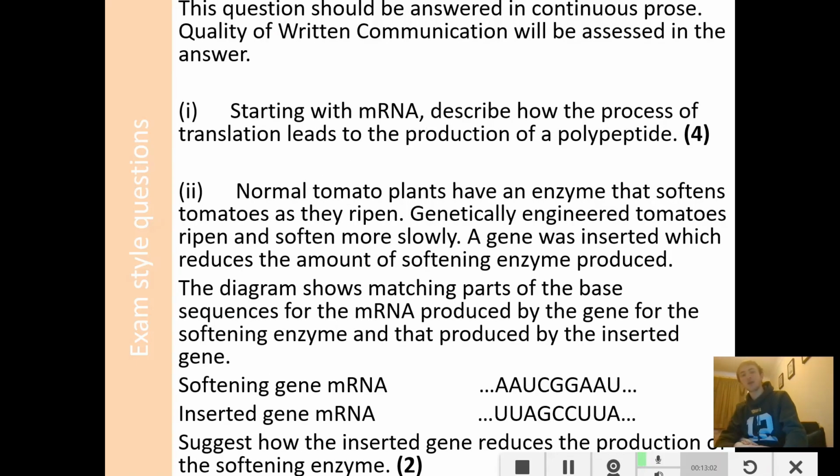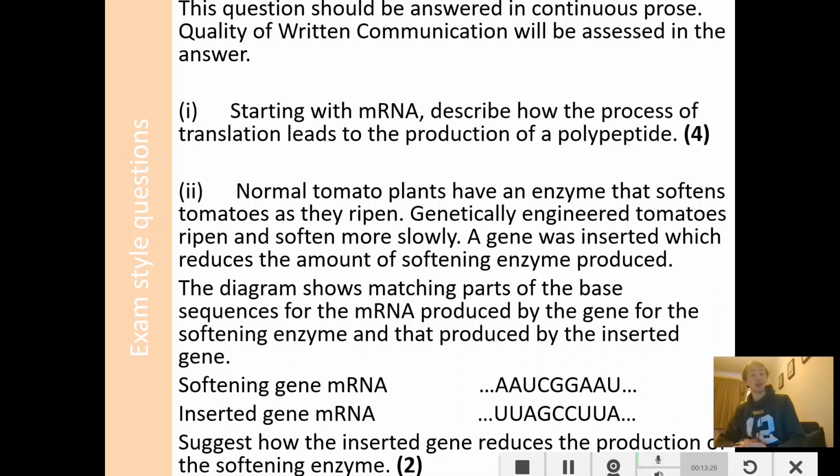Now this next one is very interesting. It's about this softening gene. And first of all, you have to notice something very important about the softening gene and the inserted gene, and that is that they are complementary. Every A goes with a U, every U with an A, C with a G, G's with a C. Now you have to think about why that might be important. Why do I care that they are complementary?